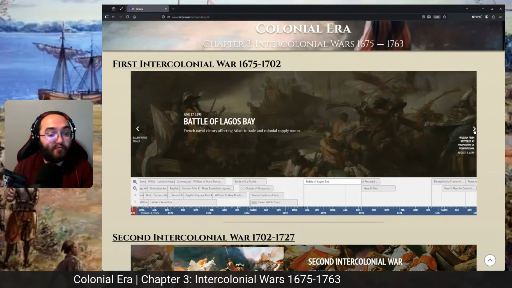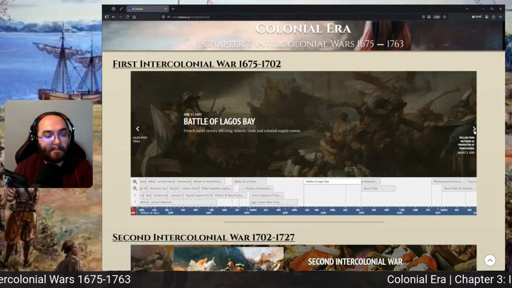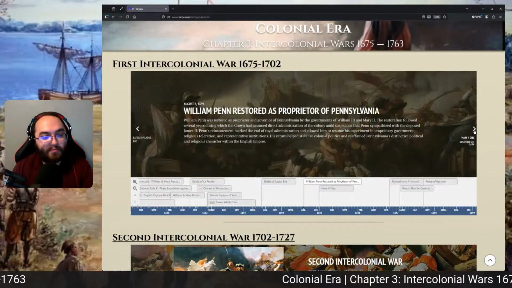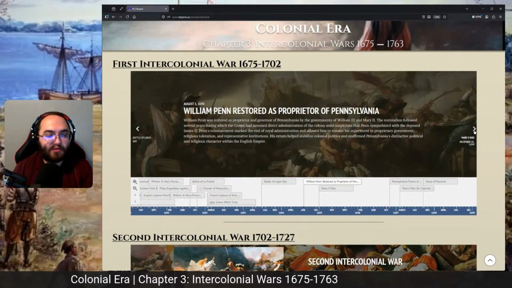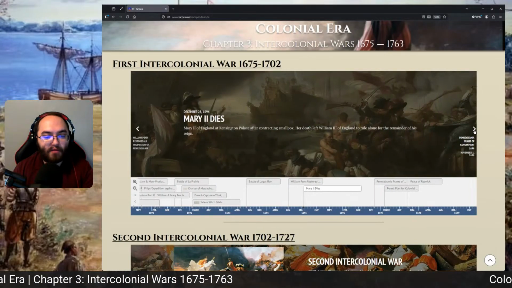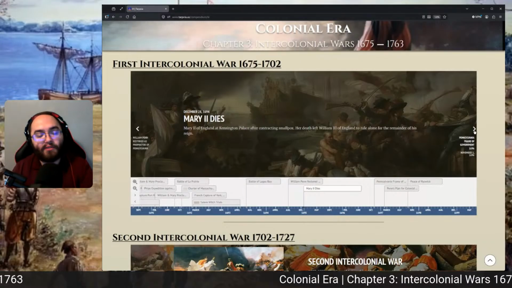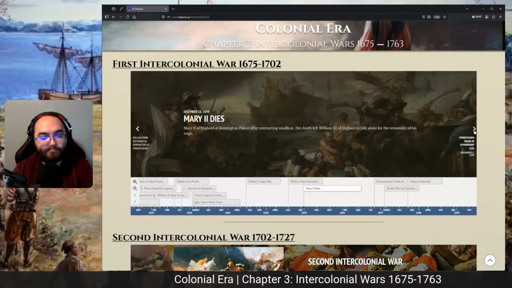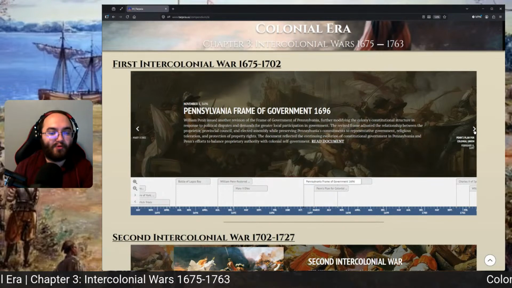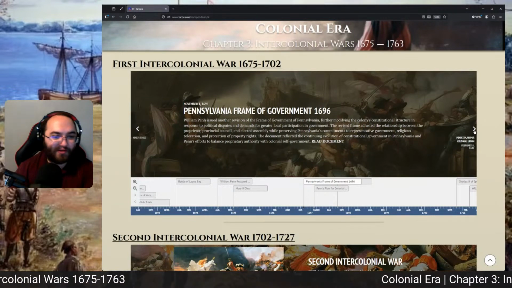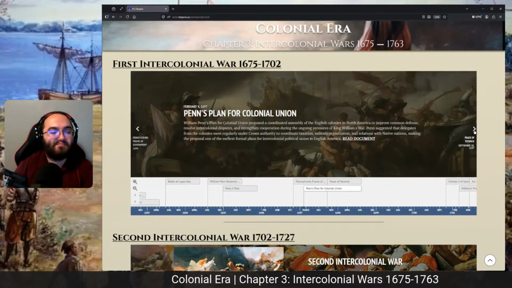Here's a French naval victory, a rare French naval victory against the English in the Atlantic. William Penn is restored as proprietor of Pennsylvania in August of 1694. And soon after, Mary II, the wife of King William, will die. Pennsylvania will have a new frame of government. Again, there's all these rechartering and reconstituting, and we're trying to keep track of all of it on this timeline.